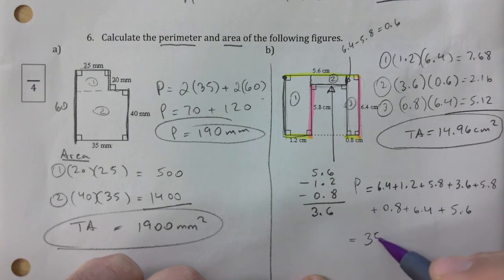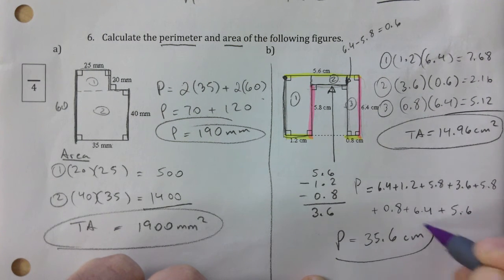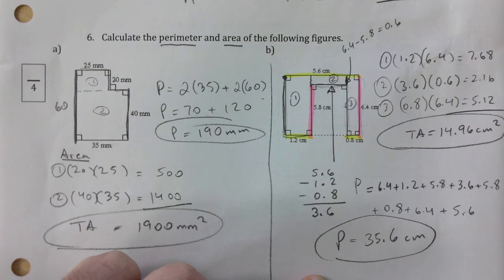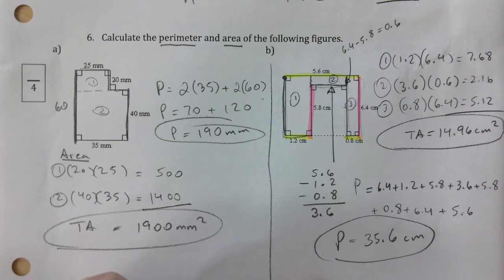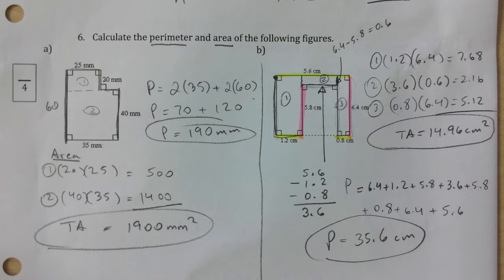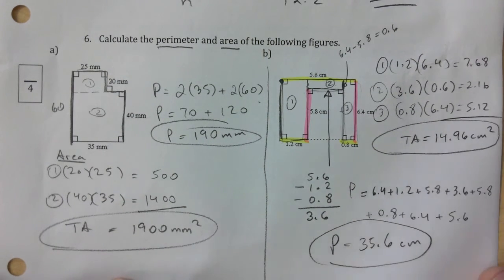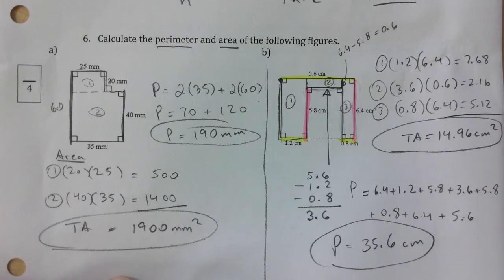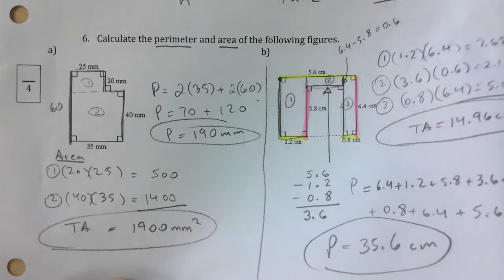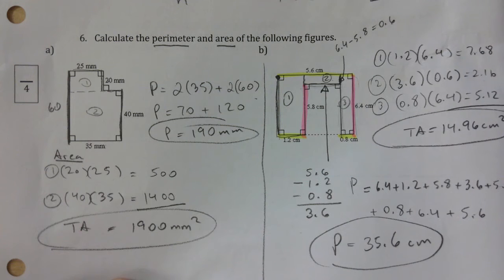$35.6 centimeters. Is that what you're getting for this? Yeah? Okay. I don't want to make a mistake on live television, right? Okay. Backside.